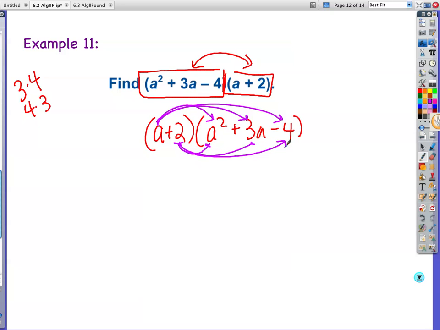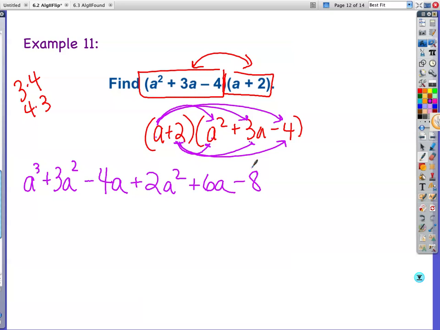You're going to need space along your paper to go from the left to the right. A times a squared, a cubed. A times 3a, positive 3a squared. A times negative 4, negative 4a. 2 times a squared is positive 2a squared. 2 times 3a is 6a. 2 times negative 4 is negative 8.